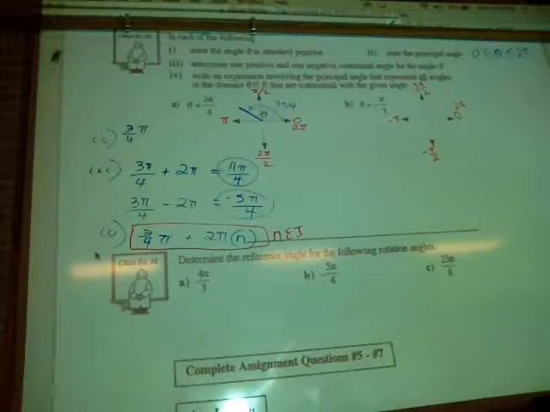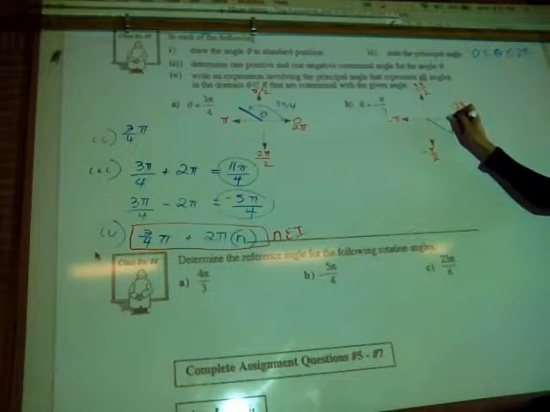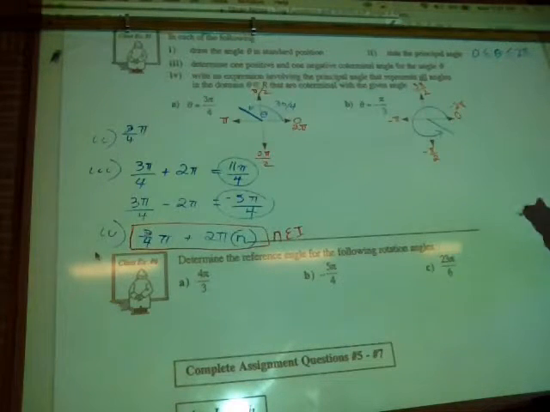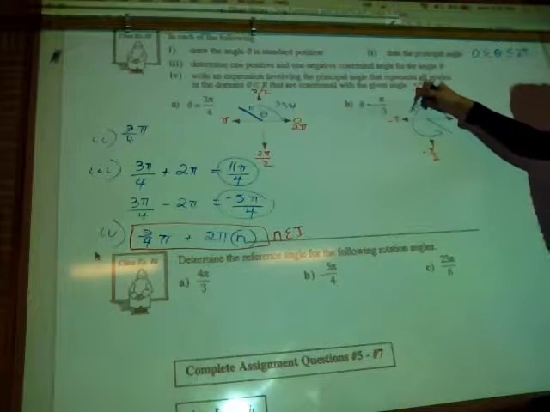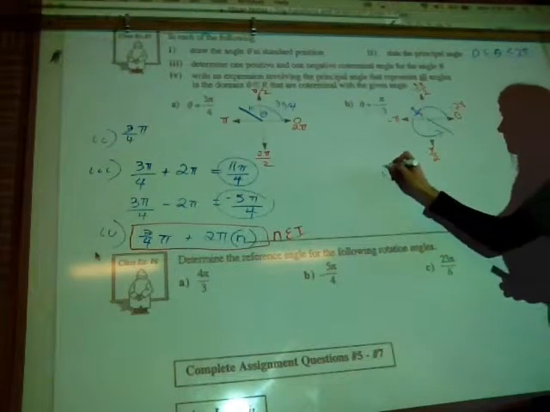So 1/3, that's smaller than a half, so that will be roughly here. Our rotation angle will go all the way through. So our rotation angle was negative pi over 3. We need to figure out which angle will be coterminal. So we drew our angle. Now we need to state the principal angle.